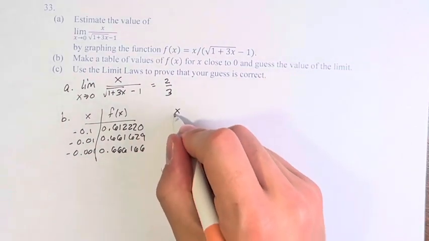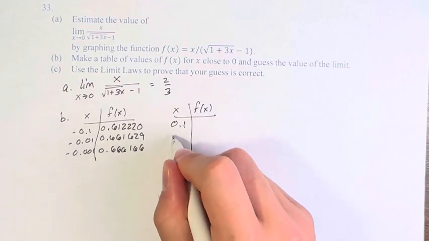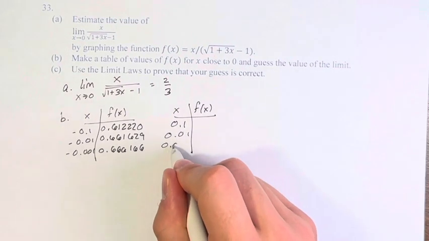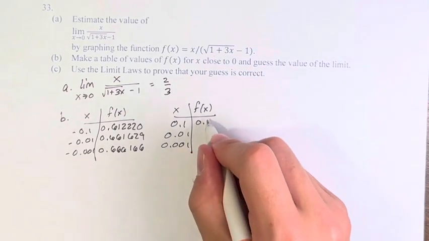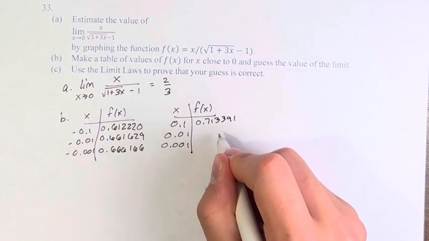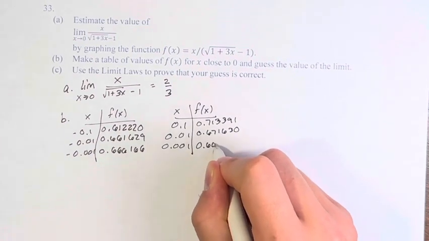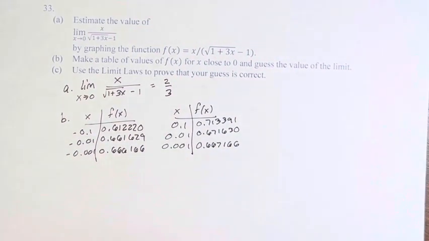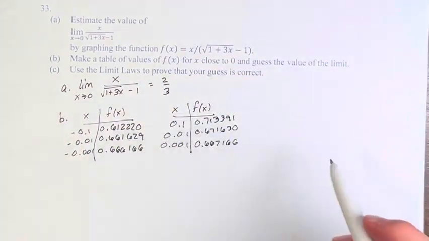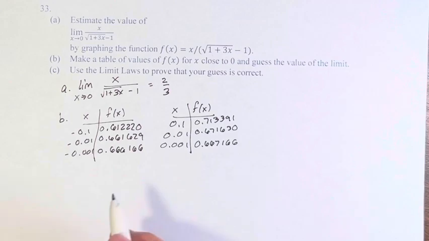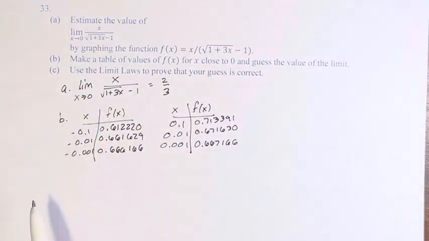Of course, we have to try it from the right as well: 0.1, 0.01, 0.001. Plug in these values into a calculator, we get 0.713391, 0.671630, and 0.667166. So again, we can see that these values from both sides are approaching 2/3. Therefore, we say, once again, that the limit is equal to 2/3.